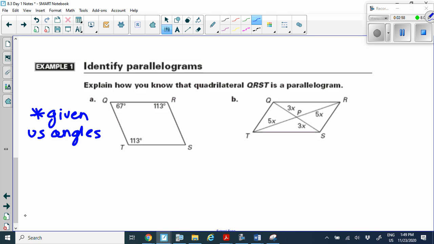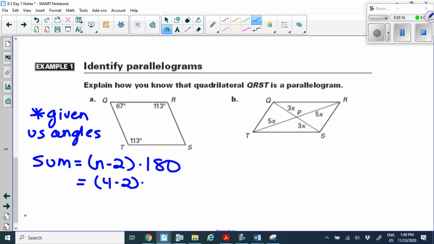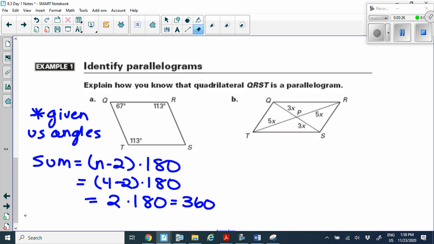Now, remember from 8.1 that we can figure out the sum of the interior angles. And to do that, we use this formula. Remember, n represents the number of sides. So we look here, we have 4 sides. So I have 4 minus 2 times 180. And then 4 minus 2 gives me 2. And then I do times 180, that gives me 360.